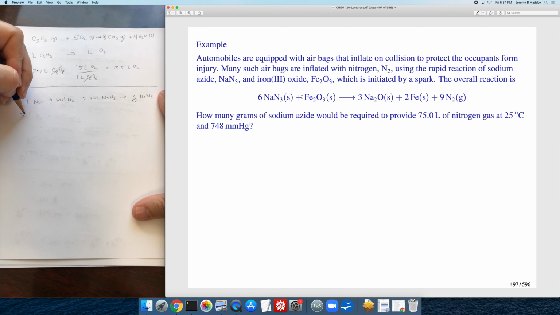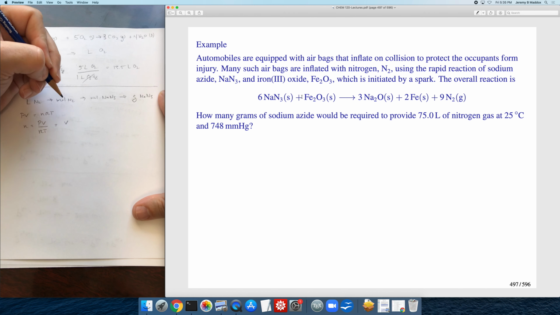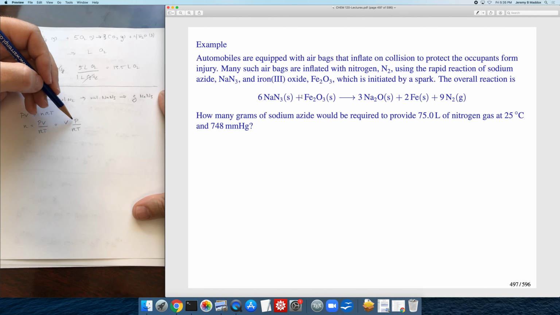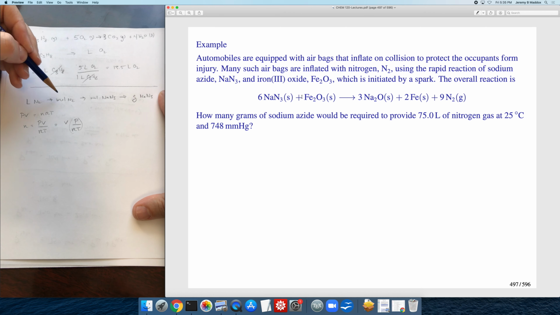So you've got the ideal gas law, PV equals nRT. The number of moles of gas, that's what we want, is going to be equal to P times V over RT. And so you can imagine you're going to take the volume and multiply by this conversion factor, pressure divided by R times T. And that's going to convert the volume to the moles.